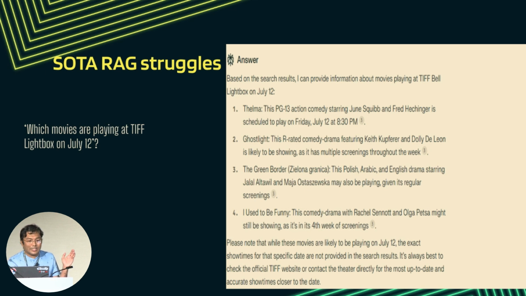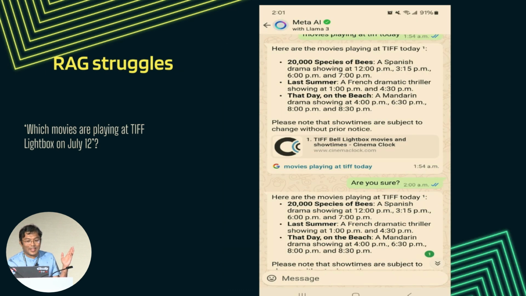And similarly, I asked it on WhatsApp Meta AI. It again gives you the wrong information, but it's actually the movies. At some point in Toronto history, these movies showed at those times. Right, so it's not a hallucination.